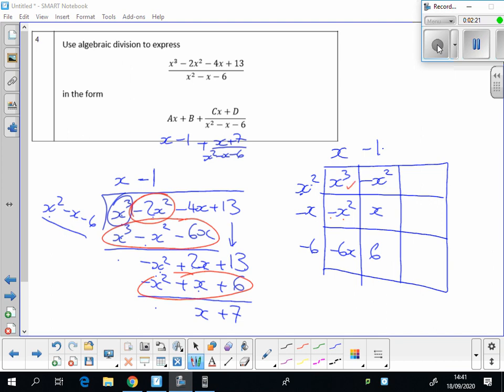So the x cubes are fixed, the x squareds are fixed. X's, we've got minus 5 of them so far here. We want minus 4 of them. So we're going to have to add another x. And we want 13. We've currently got 6. We need another 7. So this is the part we've got there, and this is the part we've got there as well.